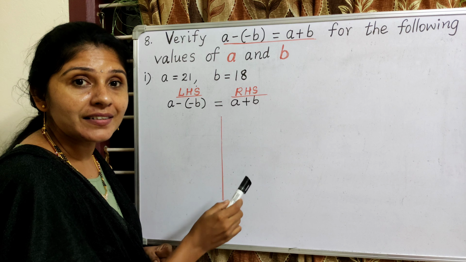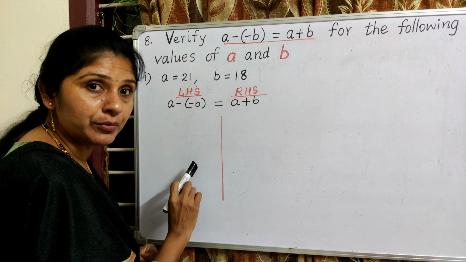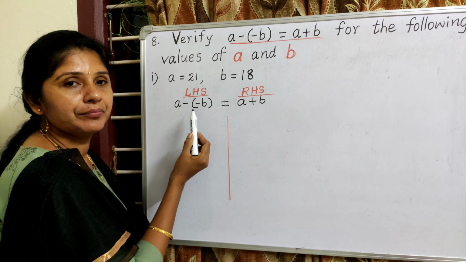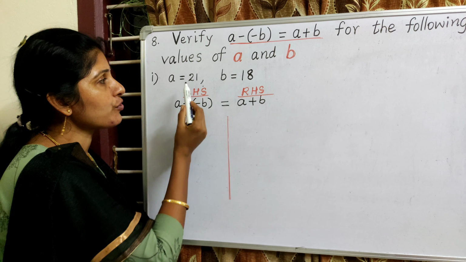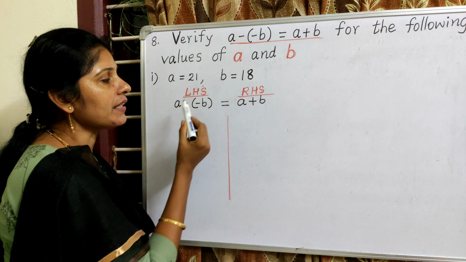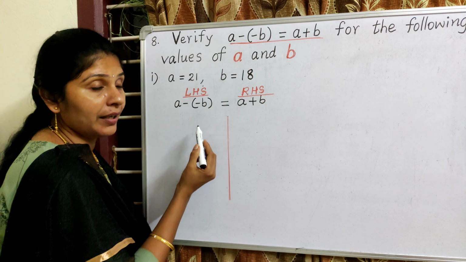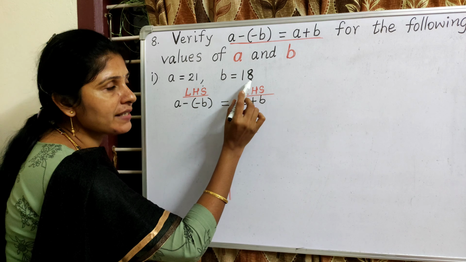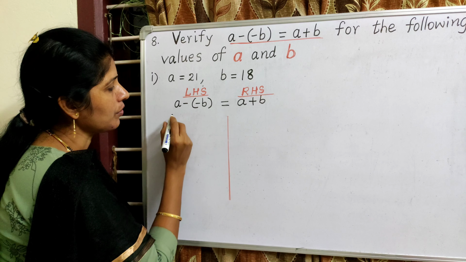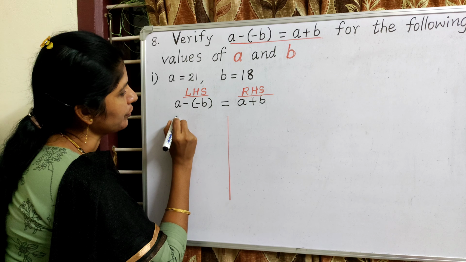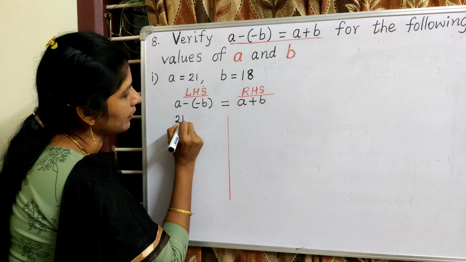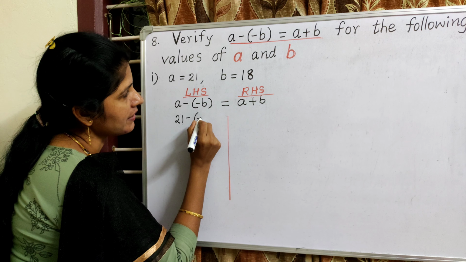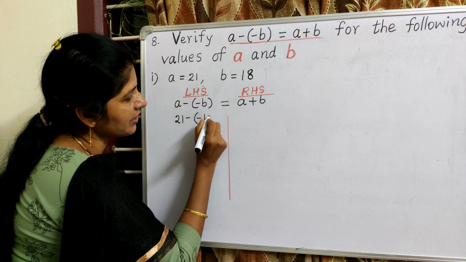Let us insert the values in the formula. First, let us solve the left hand side. Write the values of A and B in the given formula. In A's place, write 21 and in B's place, write 18. So, A is equal to 21 minus B is equal to 18.